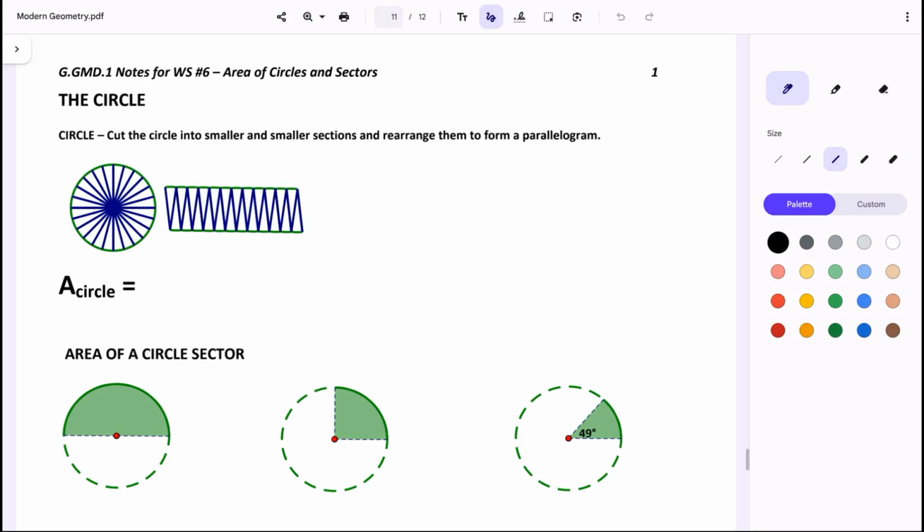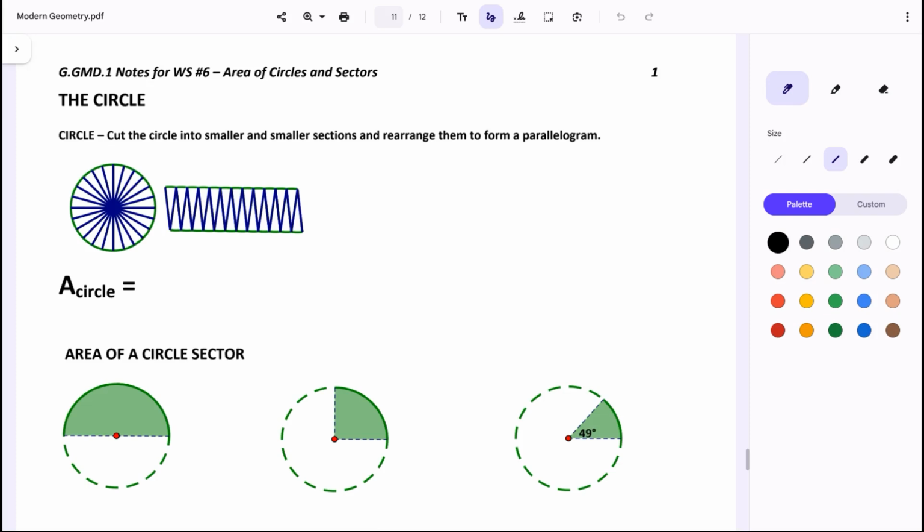Okay, so like I said, we're going to go a little bit out of order, and we're going to skip to circles today. And then next week, when we come back, we'll get into the polygon stuff that we skipped over. So we're going to go over how to find the area of a circle today, but we're also going to talk about how to find the area of something called a circle sector.